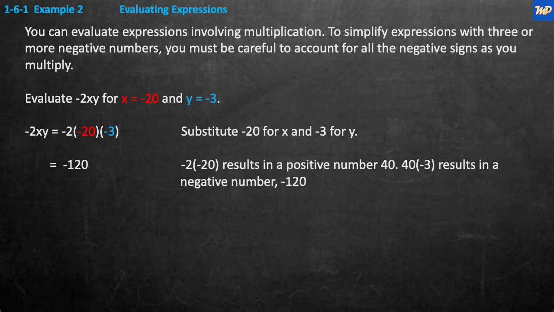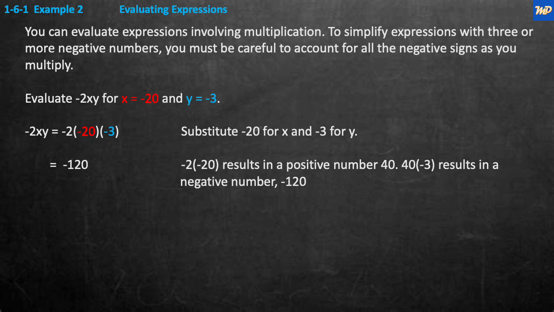Okay, example 2, evaluating expressions. You could evaluate expressions involving multiplication. To simplify expressions with 3 or more negative numbers, you must be careful to account for all the negative signs as you do your multiplication. And that goes with what I said in the last slide, that you should look at your negatives and get an idea right away if it's going to be a positive or a negative answer when I'm all done. So let's try it.